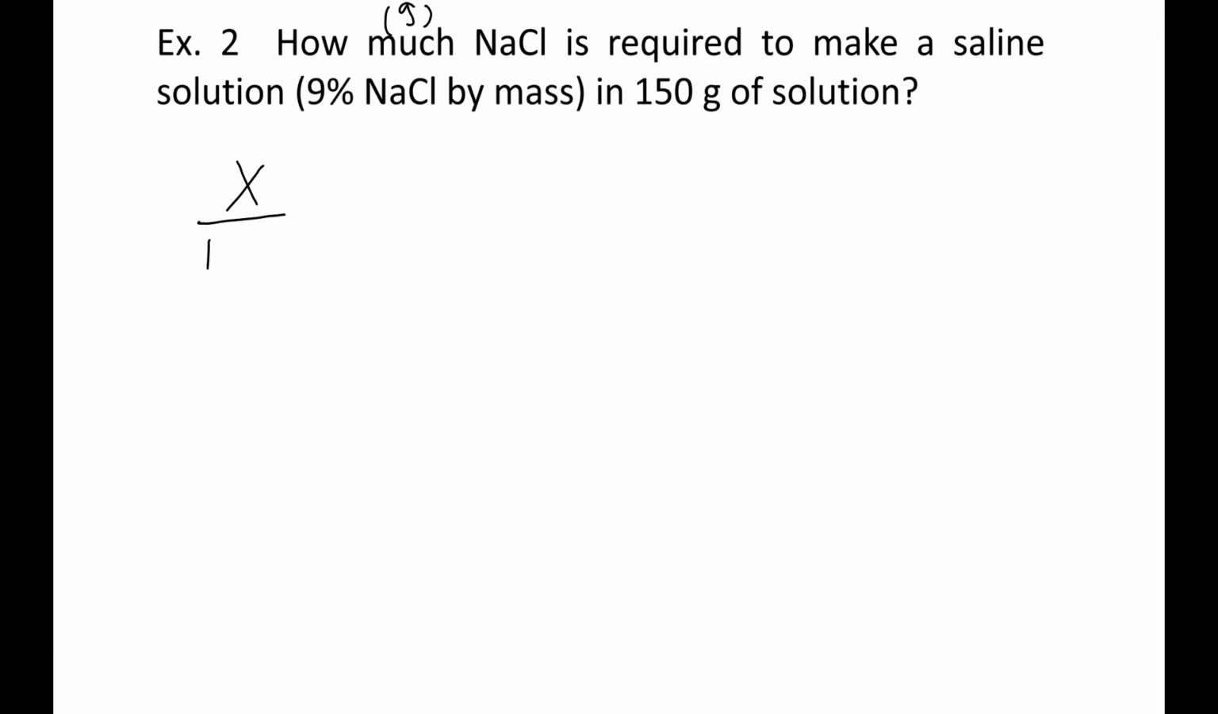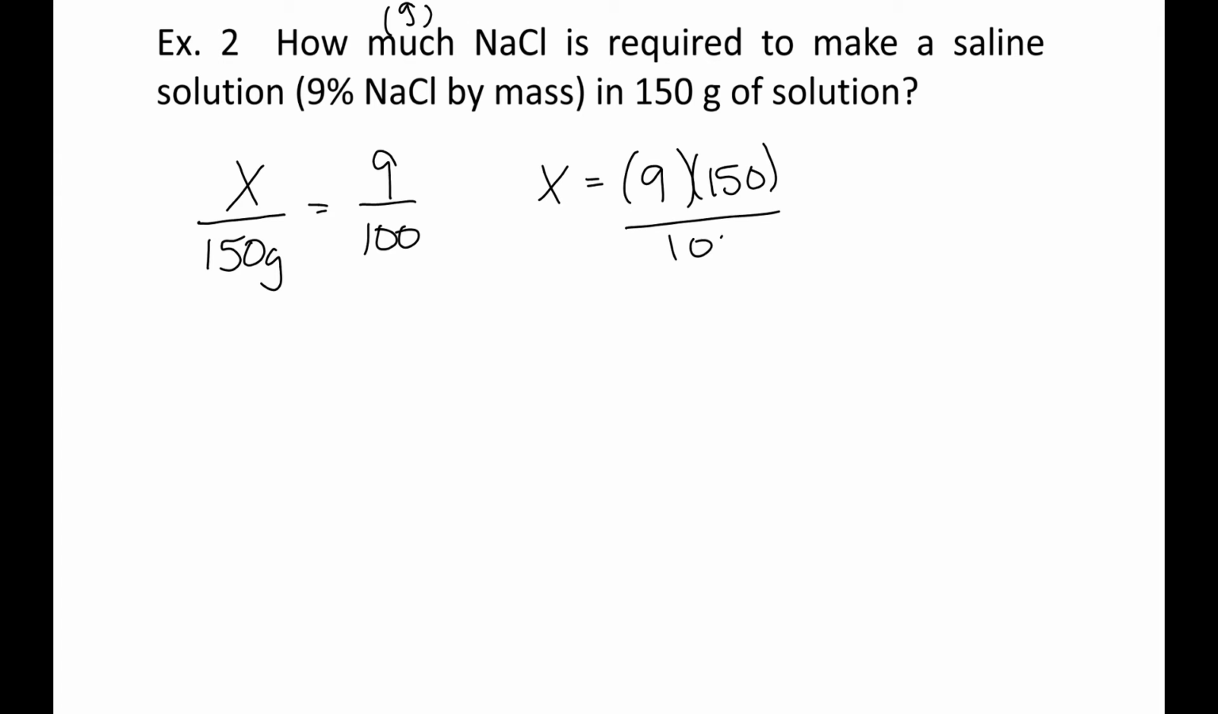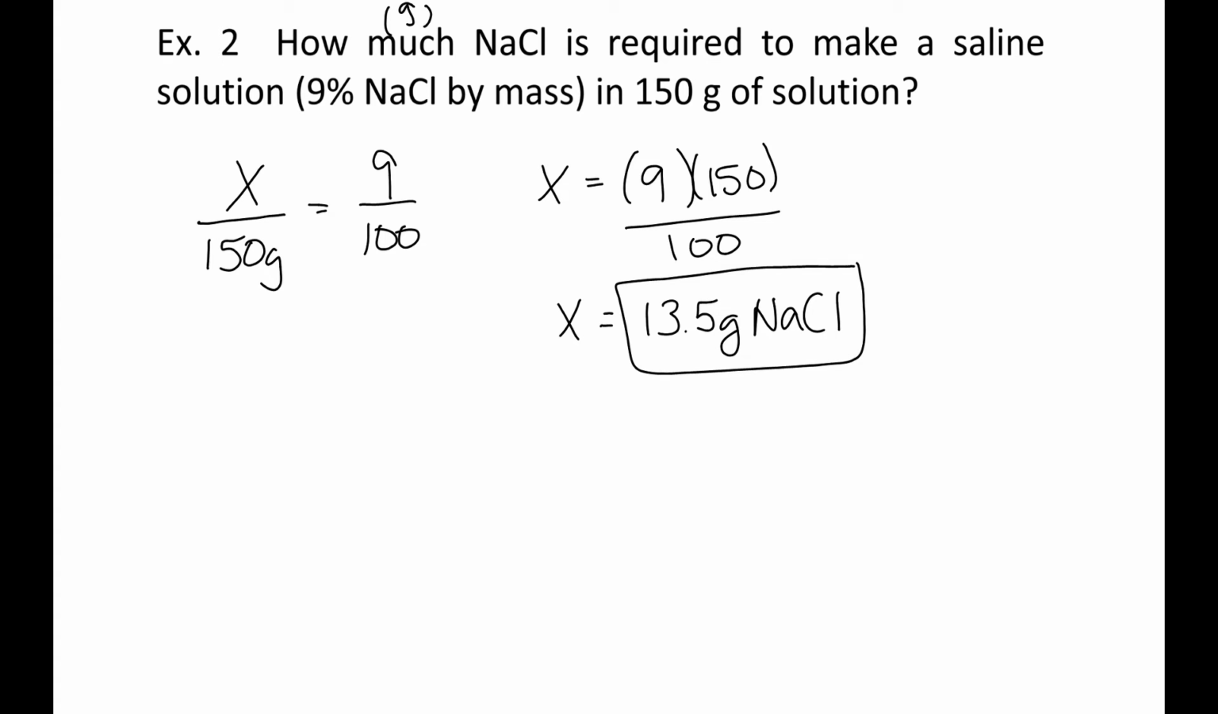This is going to be x over 150 grams equals your percent divided by 100. So now you're going to do your cross multiplication. It's 9 times 150 divided by 100. And in this case, x is equal to 13.5 grams of NaCl. Okay?